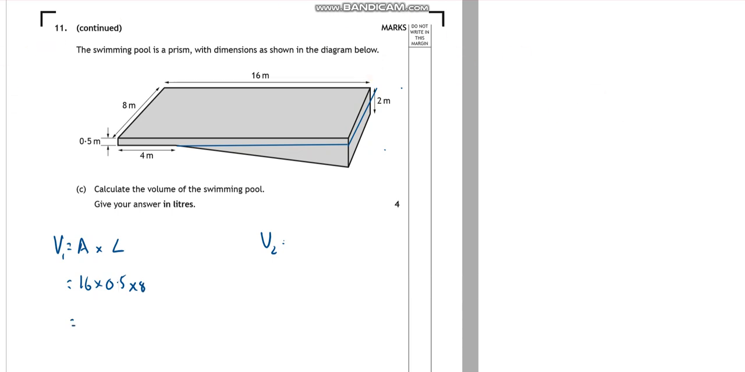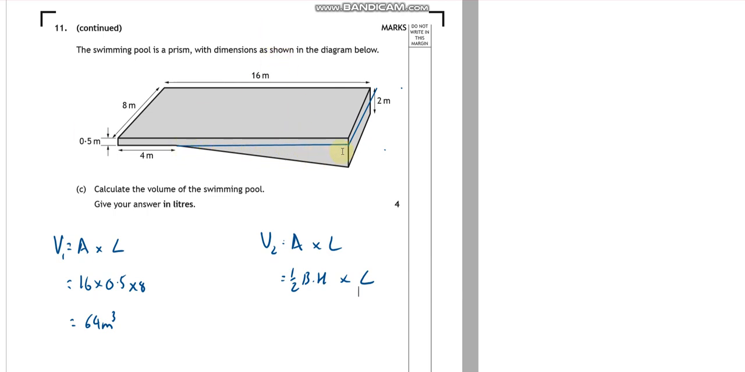So that ignores the triangular bit at the bottom. So let's see what we get there. Okay, so that's 64 meters cubed. Very good. And this one we're looking at again an area times the length. And what's the area of that? Well, it's a triangle, so it's half base times height, and then we'll times that by the length.